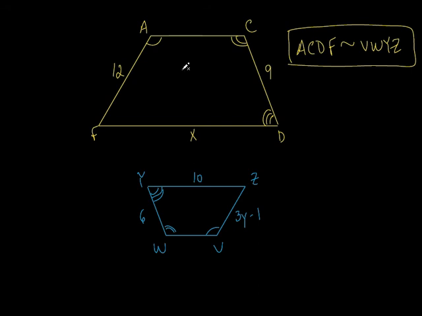If I'm going to compare the big one to the small one, I'm going to compare it 9 to what? 6. Always reduce it. What does that reduce to? 3 to 2. So that's my scale factor. That's a really important number that I'm going to use throughout the rest of this problem. That means for every 3 I go over here, I only go 2 on this one. Make sense?